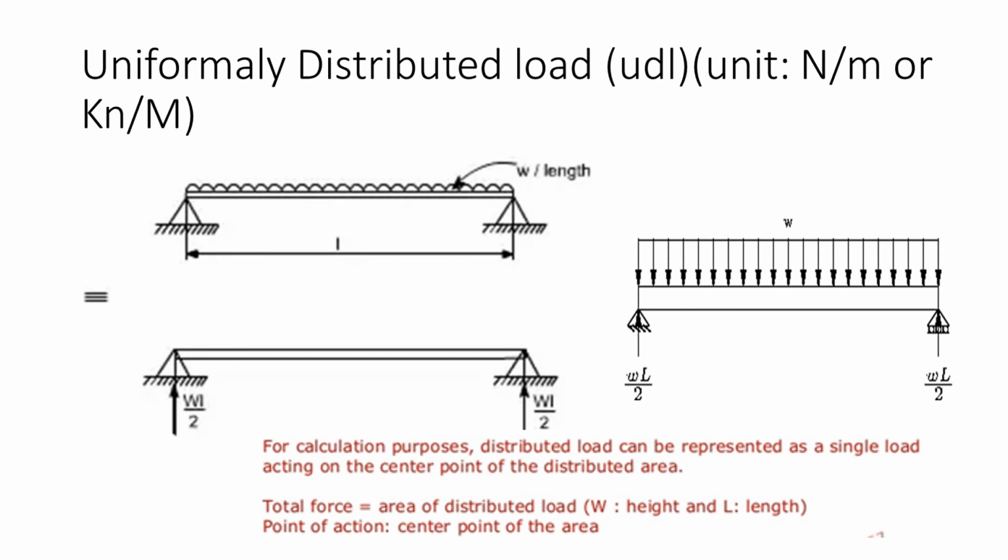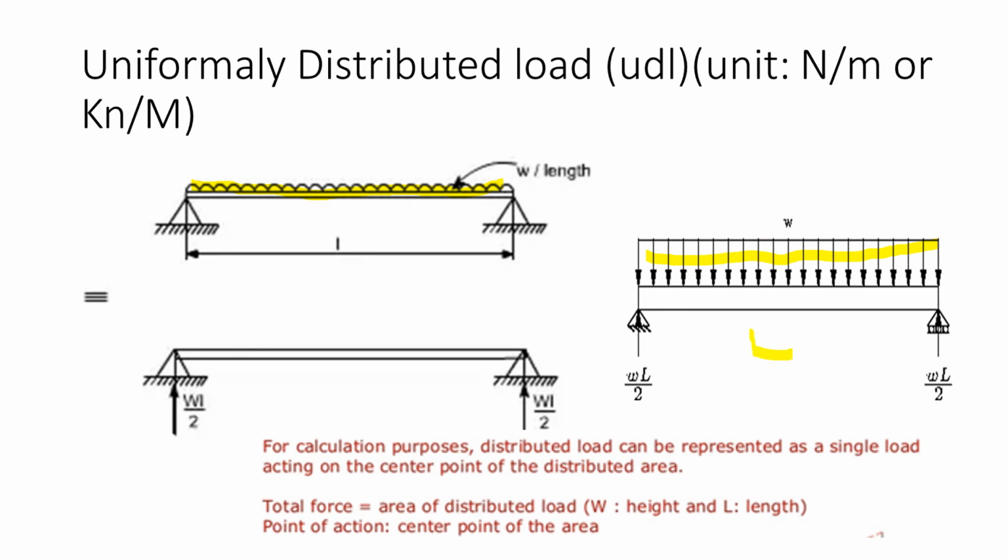Second one, uniformly distributed load, that is UDL. The unit of this load is Newton per meter or kilonewton per meter. This is a symbolic representation of uniformly distributed load. Or this is also a symbolic representation of uniformly distributed load. So the intensity of load is constant throughout over a span of L.